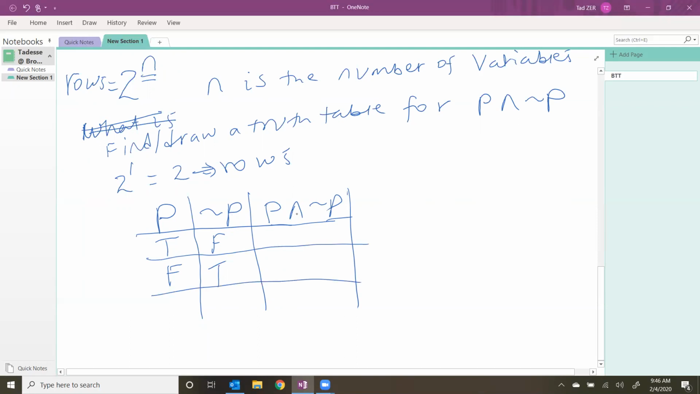And conjunction will be true if both of them are true. Unlike disjunction, the conjunction, if both of them are true, it will be true. Otherwise, it's always false. So true and false, one of them is false, so it should be false. False and true, again, this is false. This is the truth value of P and negation of P.